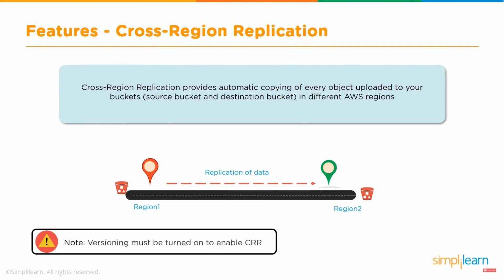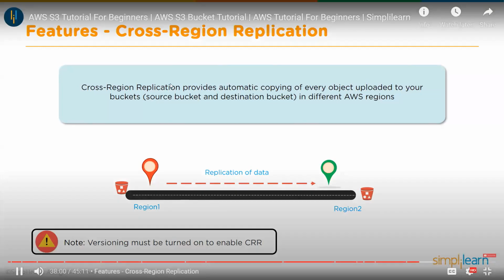So before we actually do a lab on cross-region replication, let's put together a proper definition for it. Cross-region replication is a feature that provides automatic copying of every object uploaded to your source bucket, and it automatically copies the data to the destination bucket, which is in a different AWS region. As you see here in the picture, I put data only in region 1. It's going to copy the data to region 2. And for us to use cross-region replication, versioning must be turned on. So it creates versions and copies the versions as well.